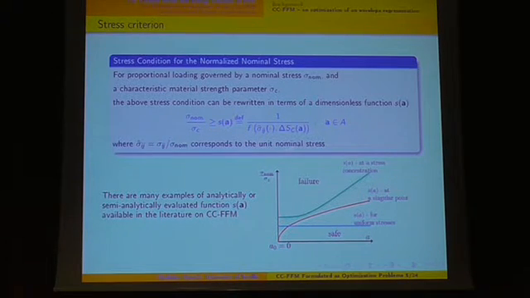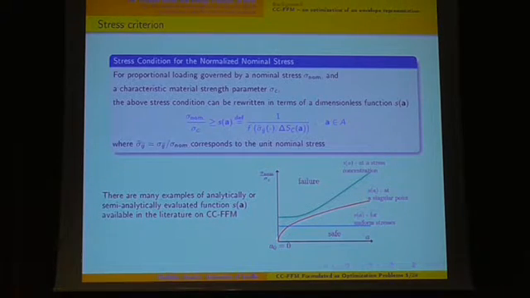and this function appears here as a function of sigma hat, which corresponds to the unit nominal stress. If we plot this stress criterion function, for example, for the situation at a stress concentration, it is typically an increasing function of the size of the crack. If we consider it for uniform stress field, it is essentially constant.